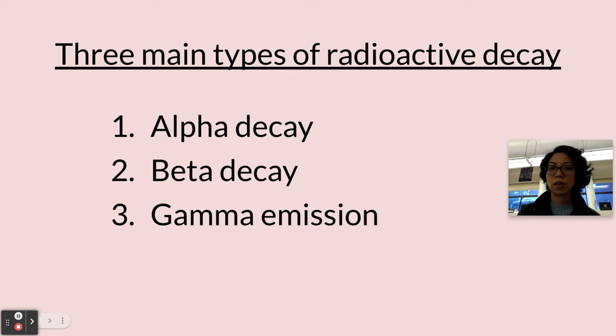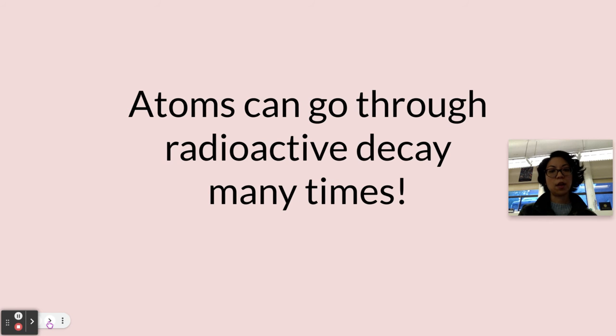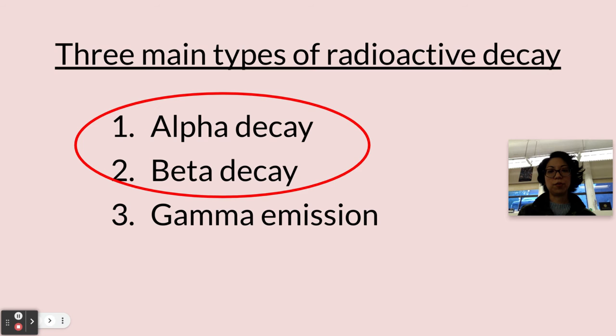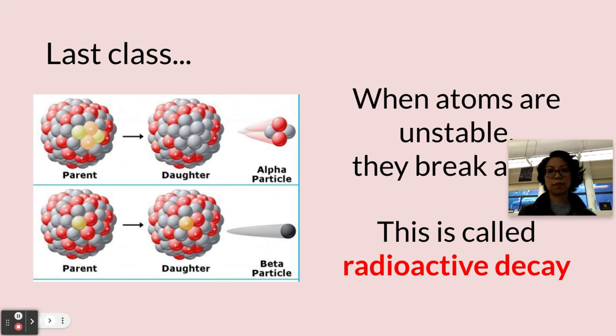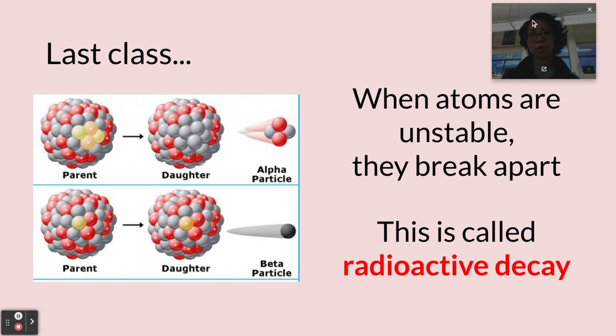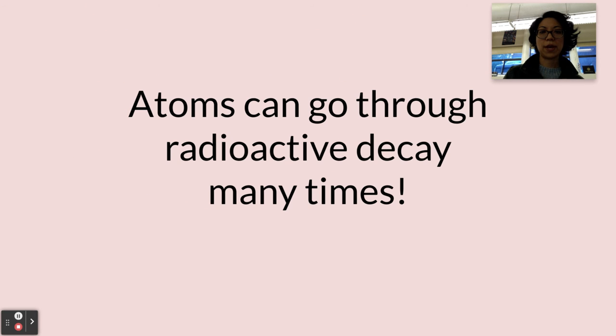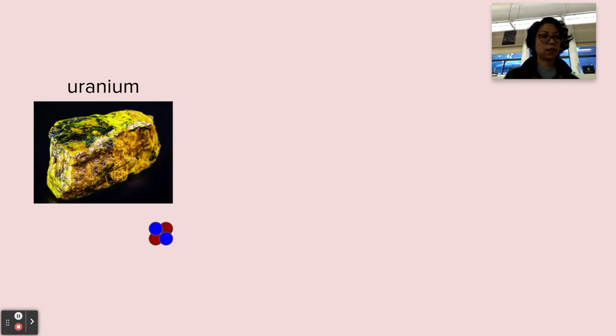So those are kind of the two main types of radioactive decay. We're going to talk about the last one in a little bit. But this breaking apart of the nucleus, this radioactive decay, atoms can actually go through this process many times. So they don't just go through it once, but many times usually. Here's an example.